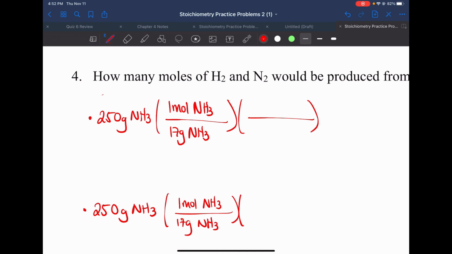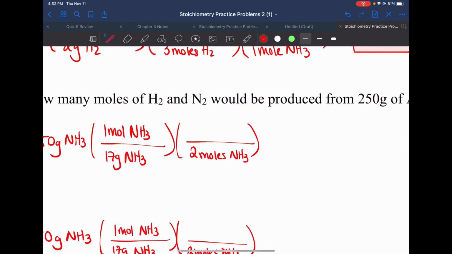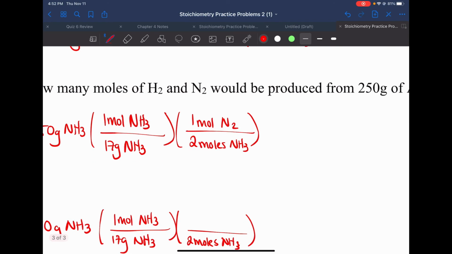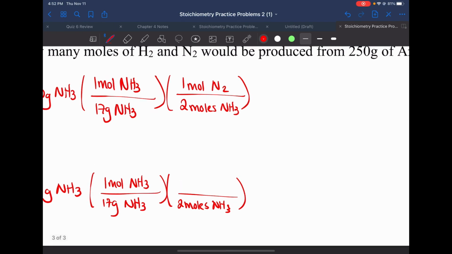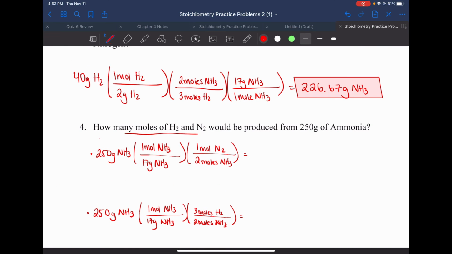Okay, just doing them simultaneously. All right, and for every 2 moles of NH3, we form, oh, wait. Oh, right, we're going to H2 and N2 individually. For every 2 moles of NH3, we form 1 mole of N2, and we form 3 moles of H2. Equals, because we're done. We're just going to how many moles of N2 and H2 would be produced.